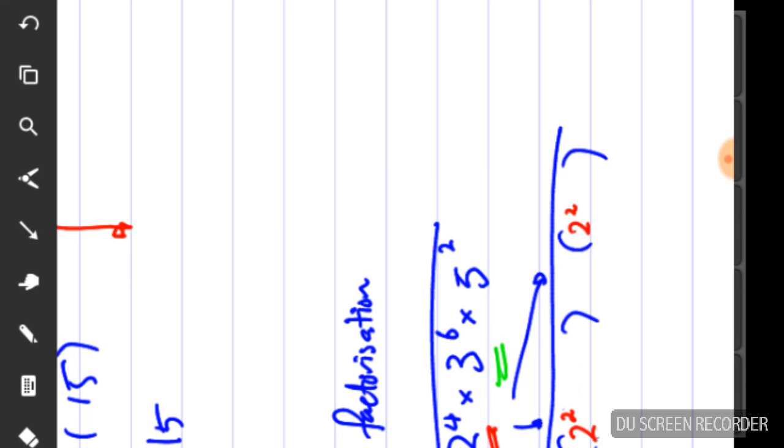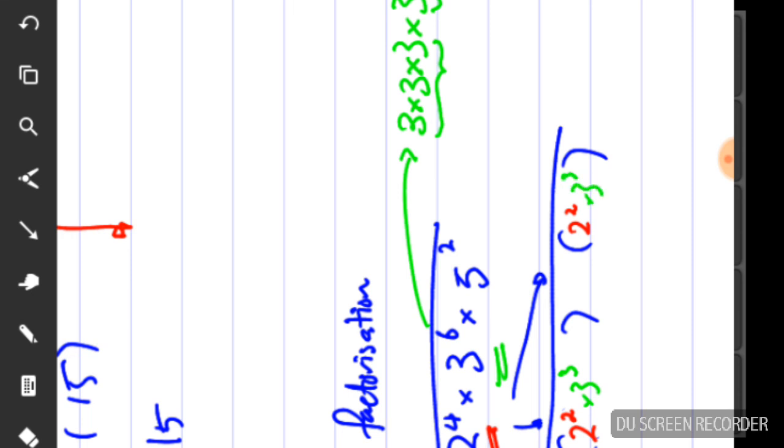Now what about 3 to the power of 6? Since 3 to the power of 6, they are all together six 3's. When we split into two groups of equal number, it will be 3 cubed each, right? So this will be 3 cubed, this will be 3 cubed. And lastly, I want to have 5, and this is 5 squared, right? So 5 squared means this will be 1 5 and this will be 1 5. Alright, we are almost done.